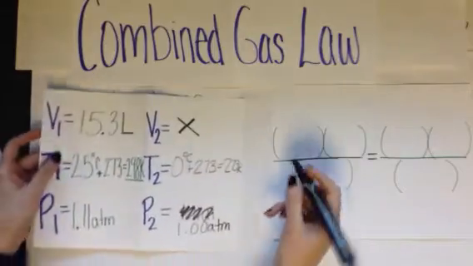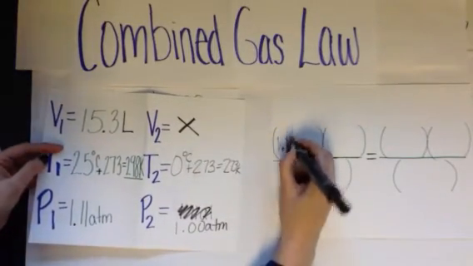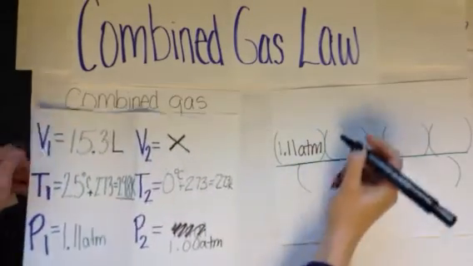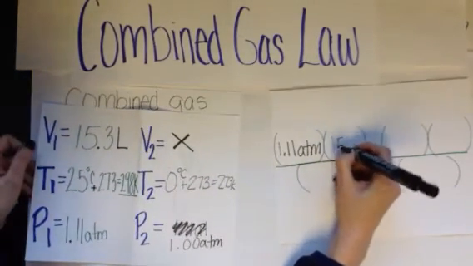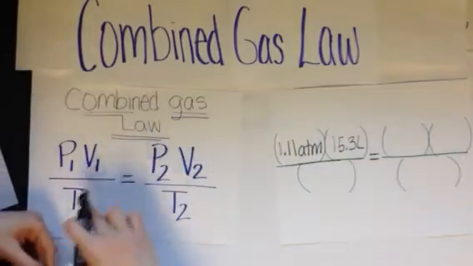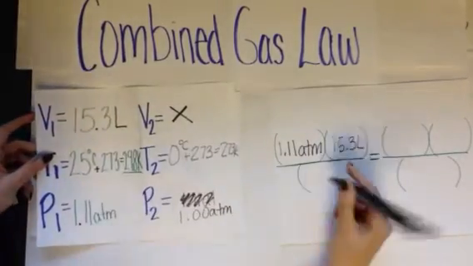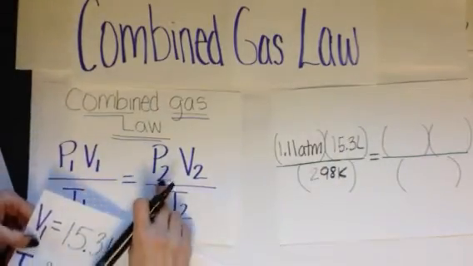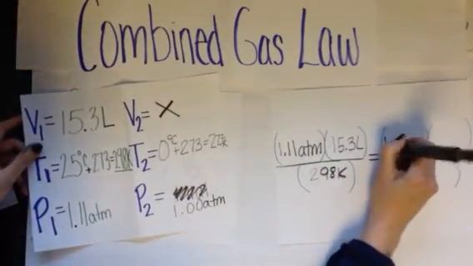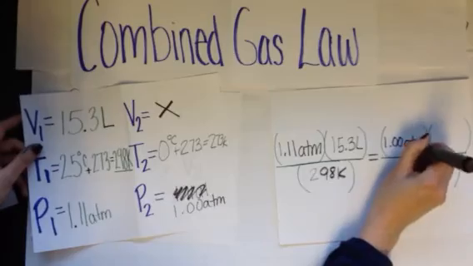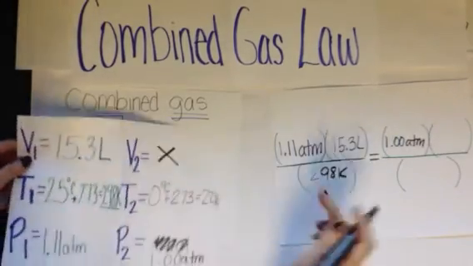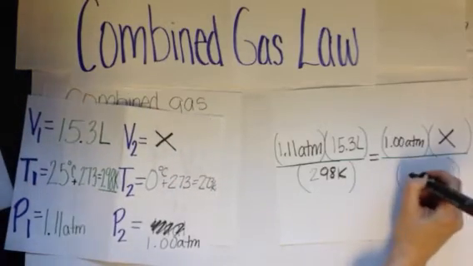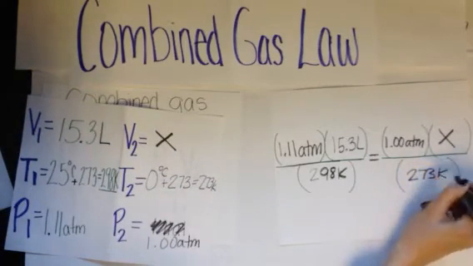So my P1 goes up on top. Don't forget your units. My V1 goes next to it. And my T1 goes on the bottom. Don't forget it has to be in kelvins. On the right hand side, my P2, which is 1 atm, my V2, which is X, divided by my T2, which is 273 K. Has to be in kelvins.